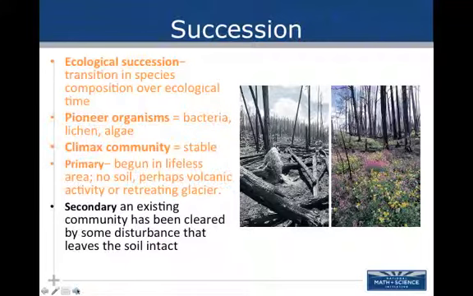And so you can have two types of succession. In primary succession, you have no soil, so you've got to hope that organisms come in and colonize and are going to be able to enrich that soil for you. And then you have secondary succession, where it's cleared by some disturbance, but the soil is intact. So those are the two differences between primary and secondary. Primary has no soil, and secondary has some soil intact.